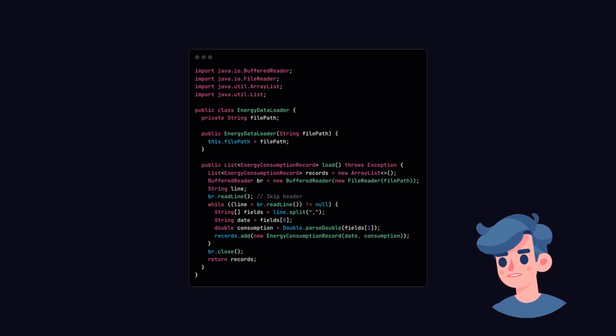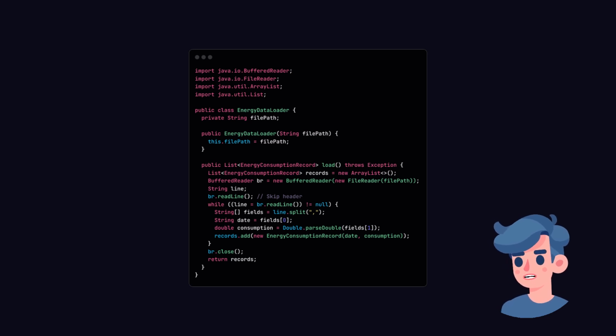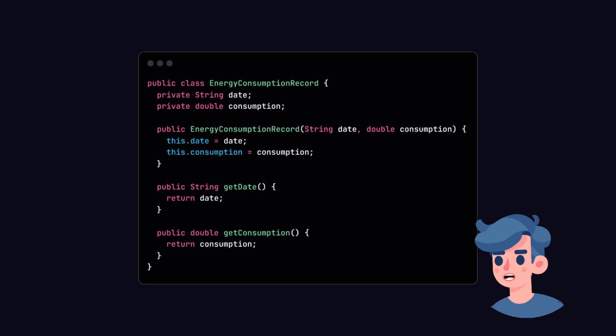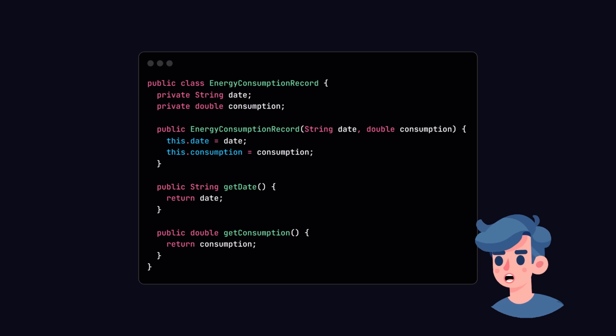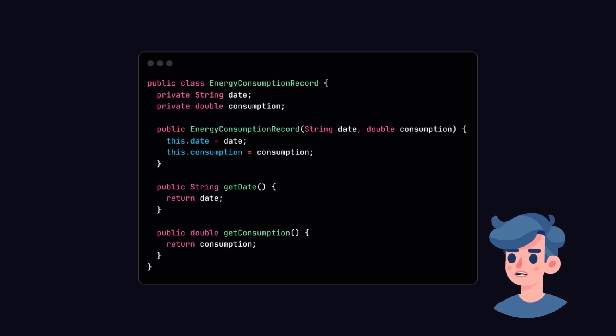Create a new Java class in the src/main/java/com/example directory and name it energy_data_loader.java. This class will read the CSV data and convert it into a format we can work with. We also need a simple model class called Energy Consumption Record to hold our data. Create a new file called energy_consumption_record.java in the same package. This will contain the date of consumption and the consumption value itself.